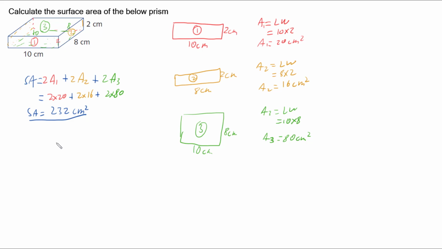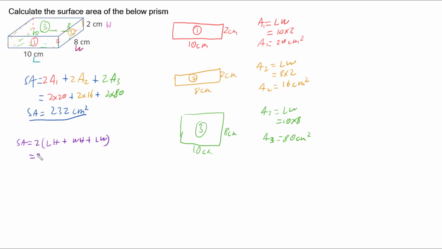We would be done. There is another way of doing this, which is using the surface area rule for a rectangular prism, which says that you take 2 times the length times the height plus the width times the height plus the length times the width. So you sort of pair up each of the dimensions, the length, the width, and the height, and add them up, and you get your surface area.